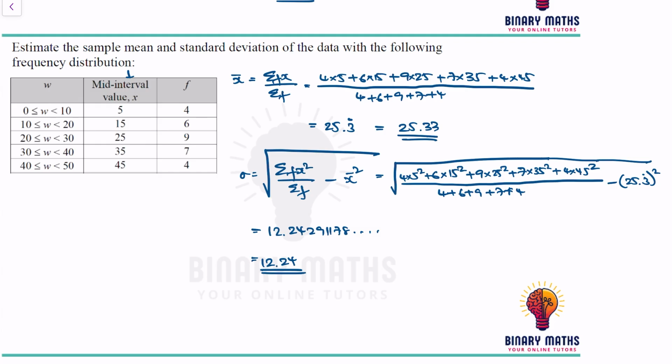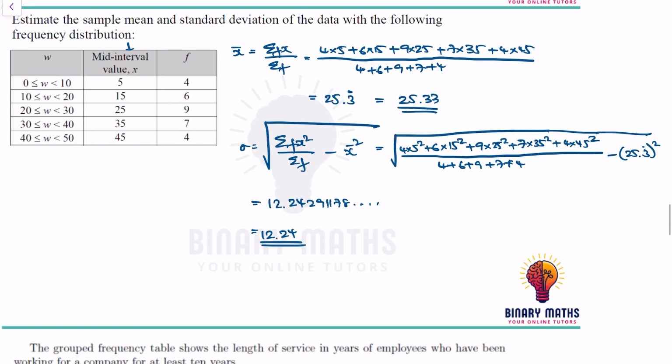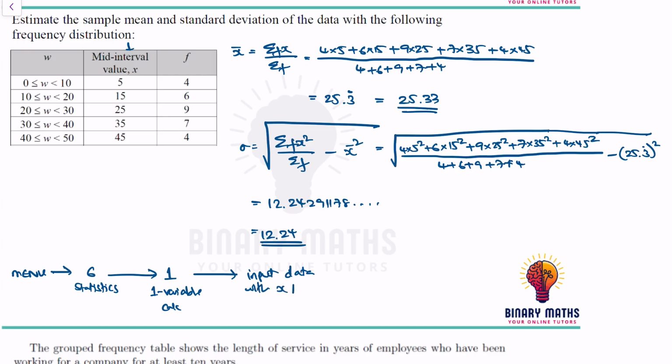Now you can use your calculator to check your answer and calculate it easily. So first thing you need to do is go to menu, then press 6 for statistics, and then 1 for one variable calculations. Then you need to input data with x being the midpoint.